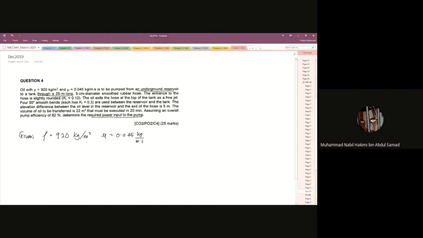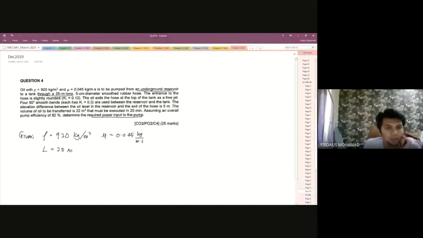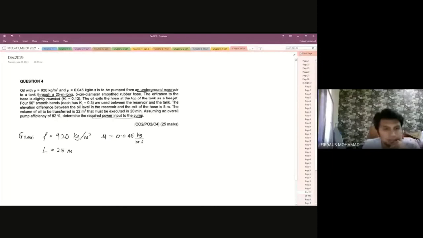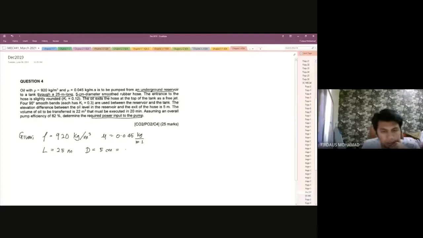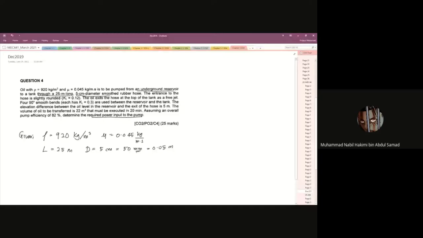Okay, so what is 25 meter long? It is the total length of the pipe, 25 meter. And then 5 cm diameter. What is this? It is the diameter of the pipe, which is 5 cm, equal to 50 mm, also equal to 0.05 meter. So why do we need millimeter? To check the relative roughness in the Moody chart.